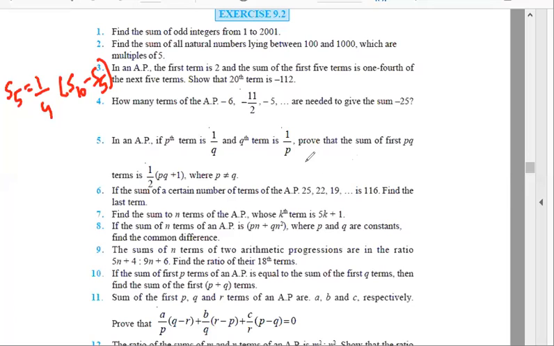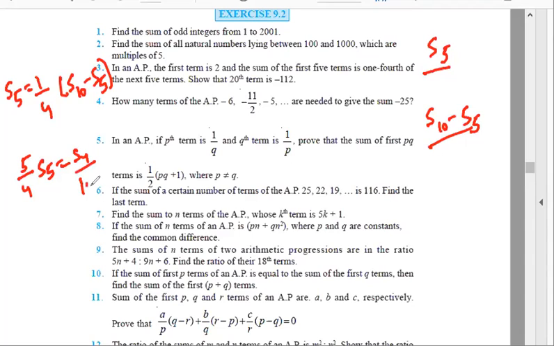Okay. So I'm saying the sum of the first 5 terms is S5. The sum of the next 5 terms is S10 minus S5. According to this problem, S5 is 1/4 of this. So I wrote S5 is equal to 1/4 (S10 minus S5). If you take S5 to that side, you will get 5/4 S5 is equal to S10 by 4.